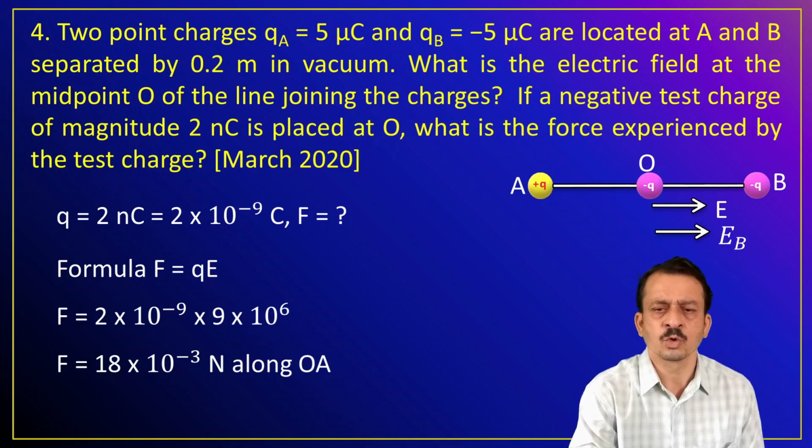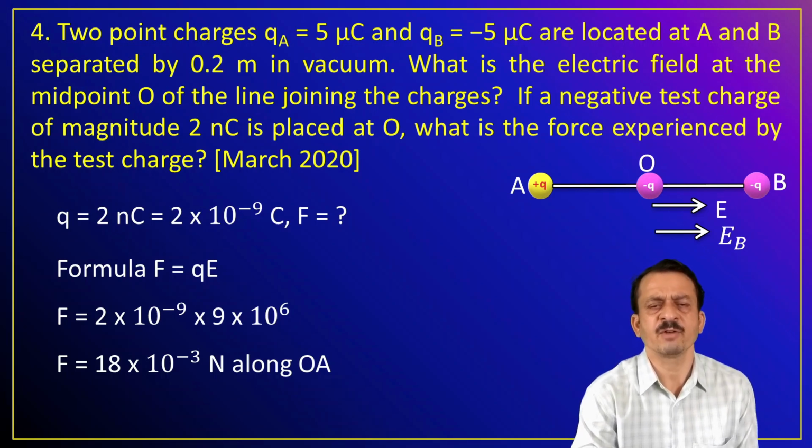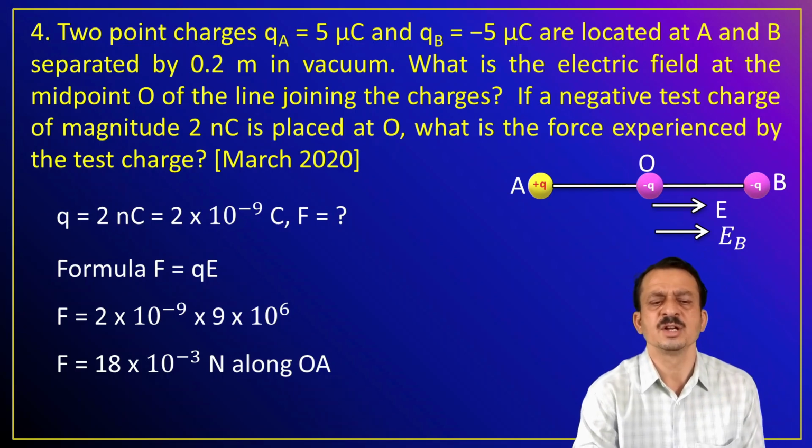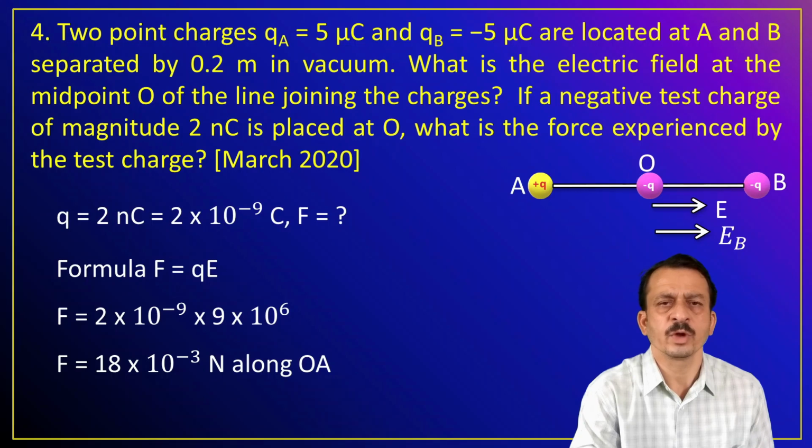Now, what is the direction of the force? At O, we have a negative charge. At B, we have a negative charge. They get repulsion. At A, we have a positive charge. They get attraction. Therefore, the direction of the force is along OA. Okay. We move on to the next problem.